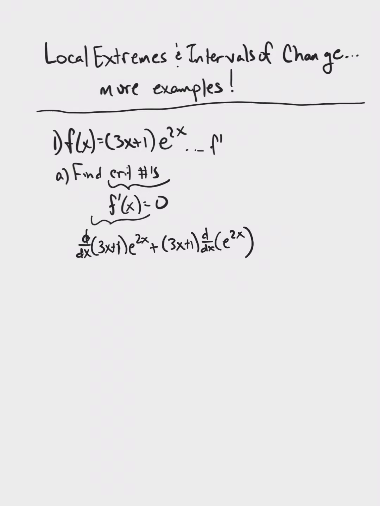All right, and so just to save myself a little bit of room, I'm going to go ahead and erase this because I'm going to need this whole slide area. Okay, so I do the derivative of 3x plus 1, that's 3, and then I leave the right one alone. Plus, and then I leave the left one alone, and I do the derivative of e to the 2x. Derivative of e to the 2x is itself times the derivative of the exponent. And now I'm setting this equal to 0.